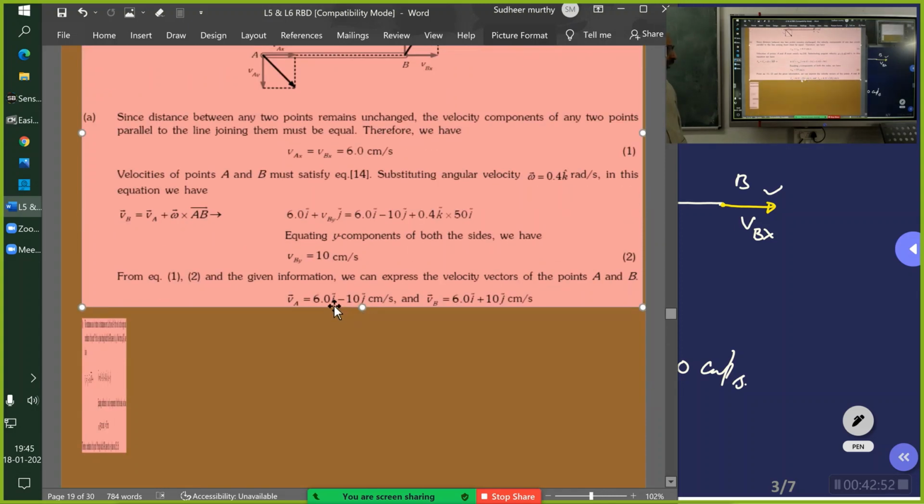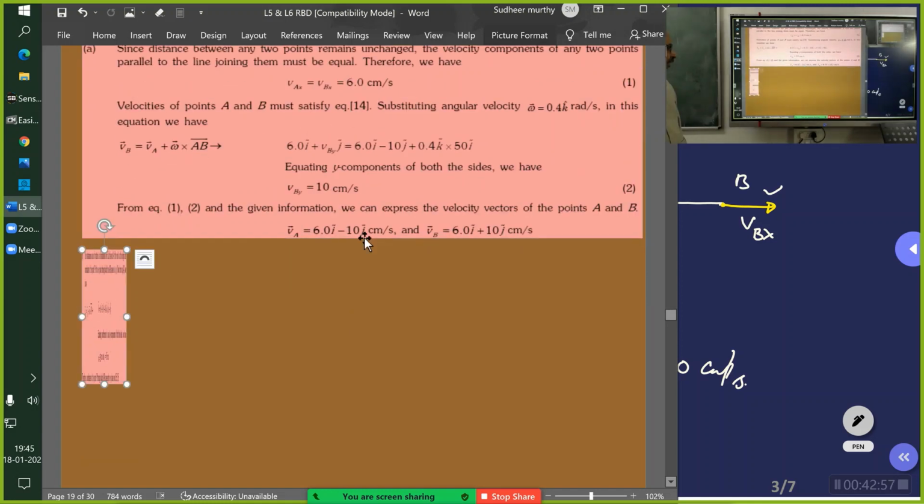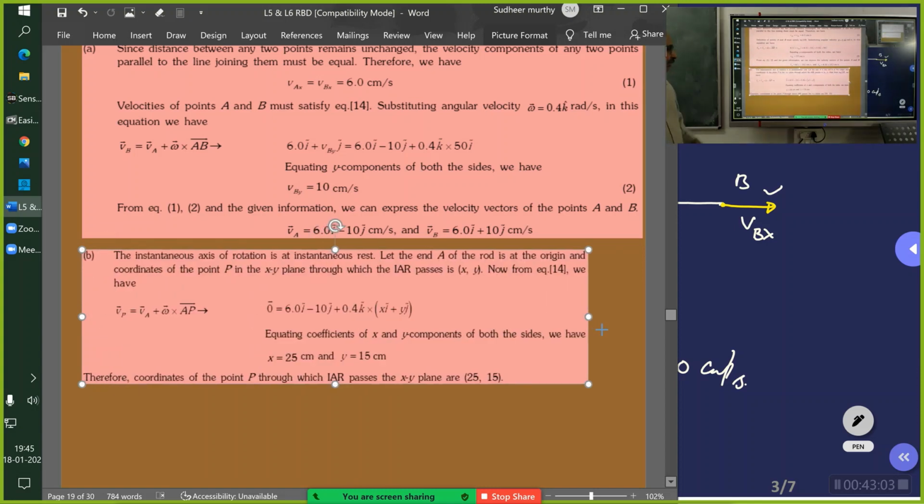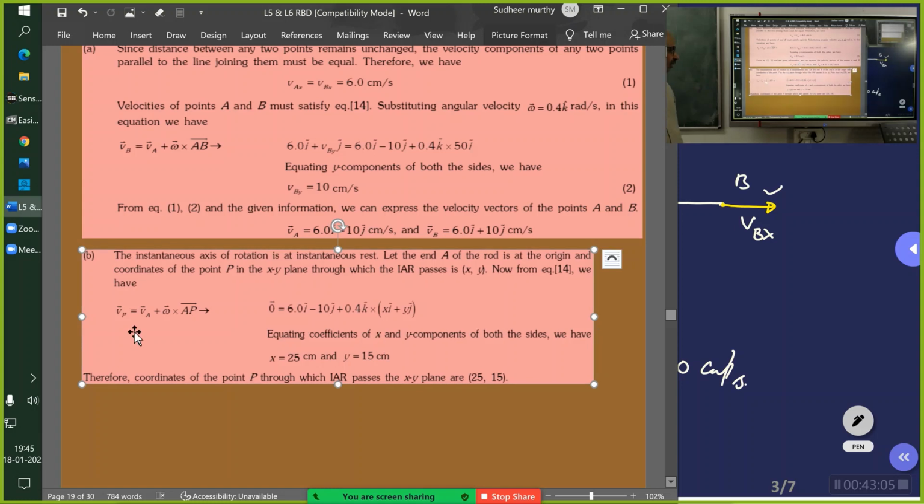So root of 100 square plus 6 square, that is root 136 square. This is the right way to write, because I told you that you have to write in the directions. Instantaneous axis of rotation: VP bar, that is the velocity at the instantaneous axis, VP bar. You remember P is taken. VA bar, omega, AP bar. Right?